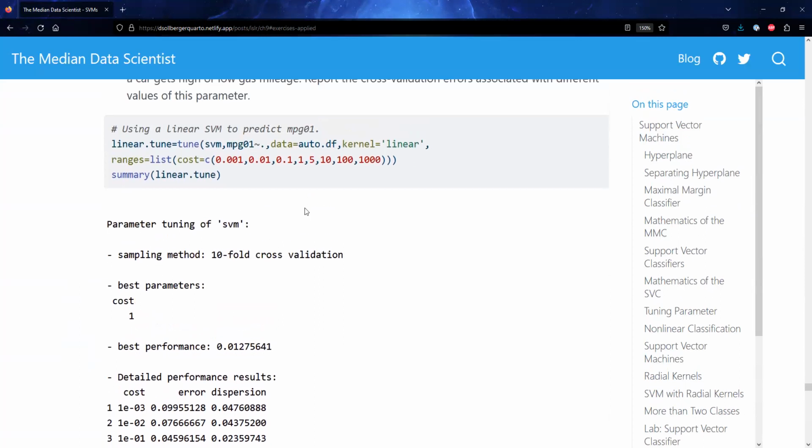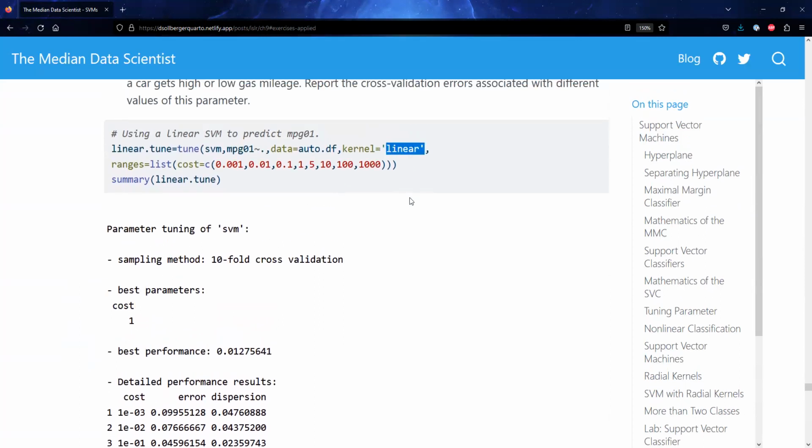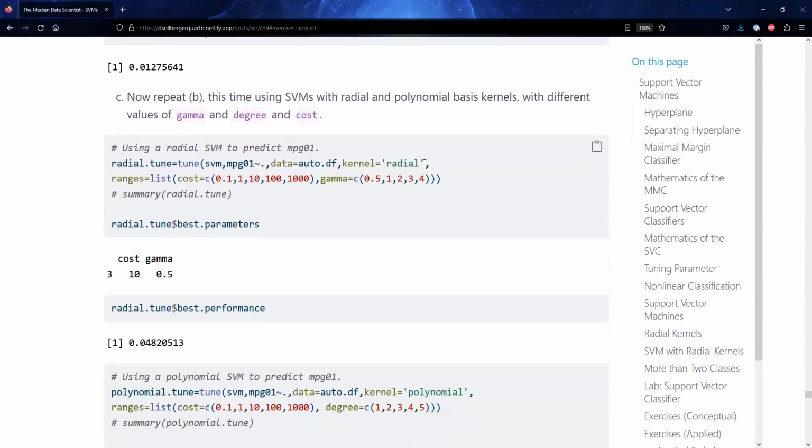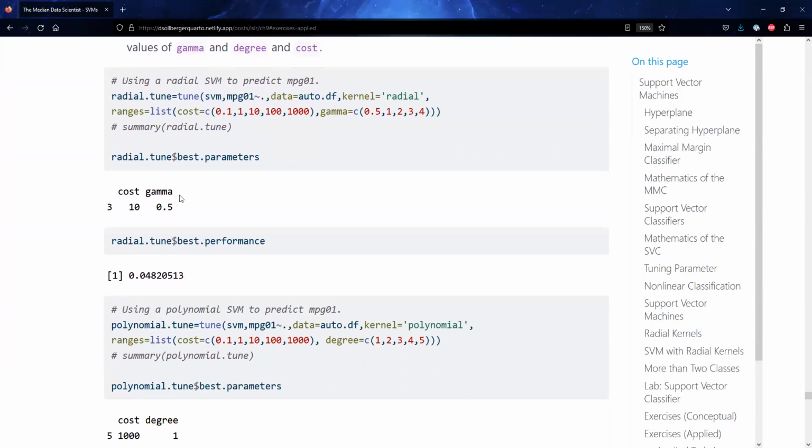In part B, we had used a linear or polynomial kernel. So in part C, like in other places, we'll try out a radial kernel, different values of cost, different values of gamma. Skipping the output a bit, we could go and extract the best parameters, like so.